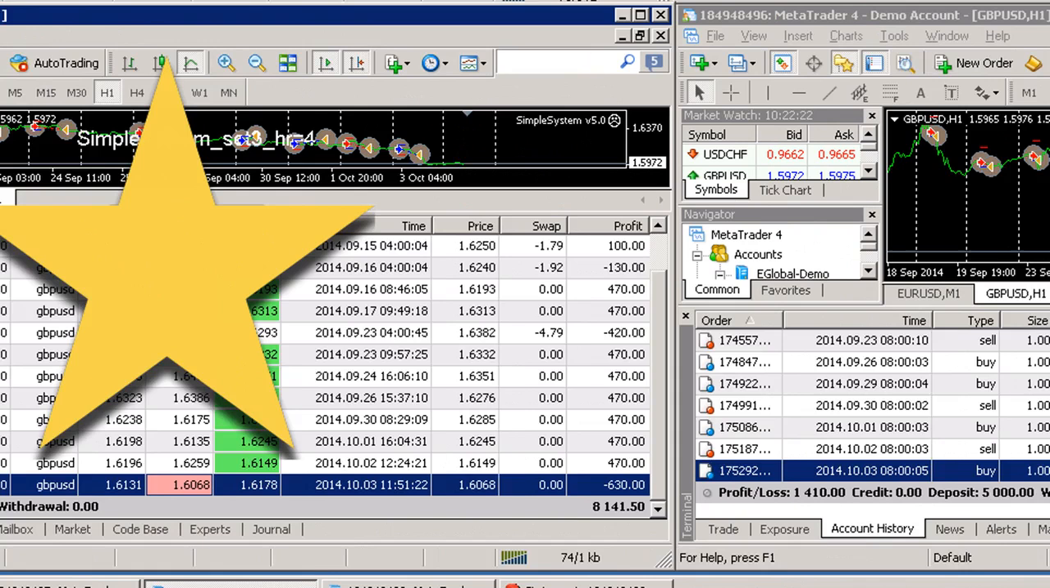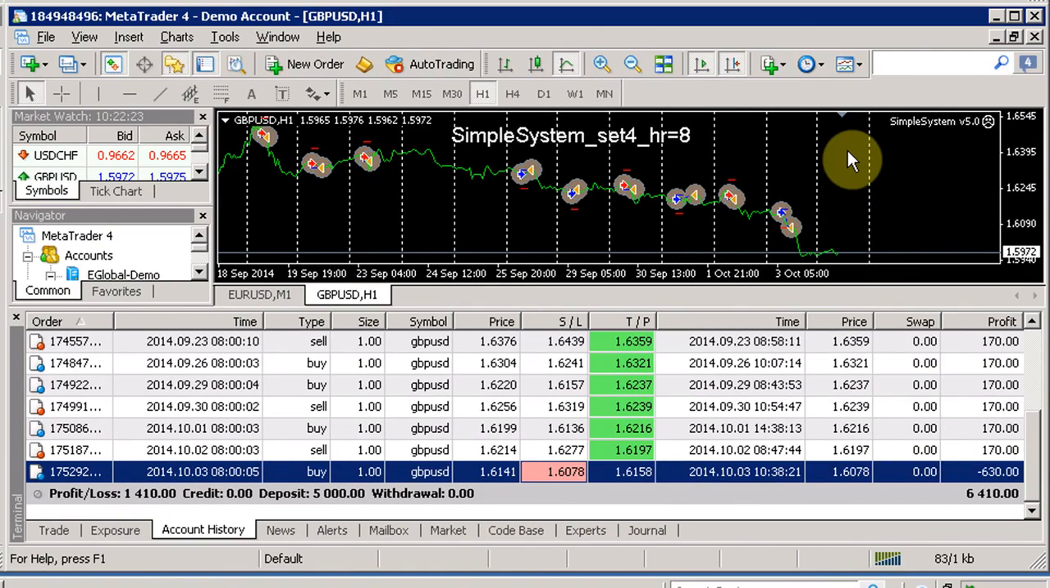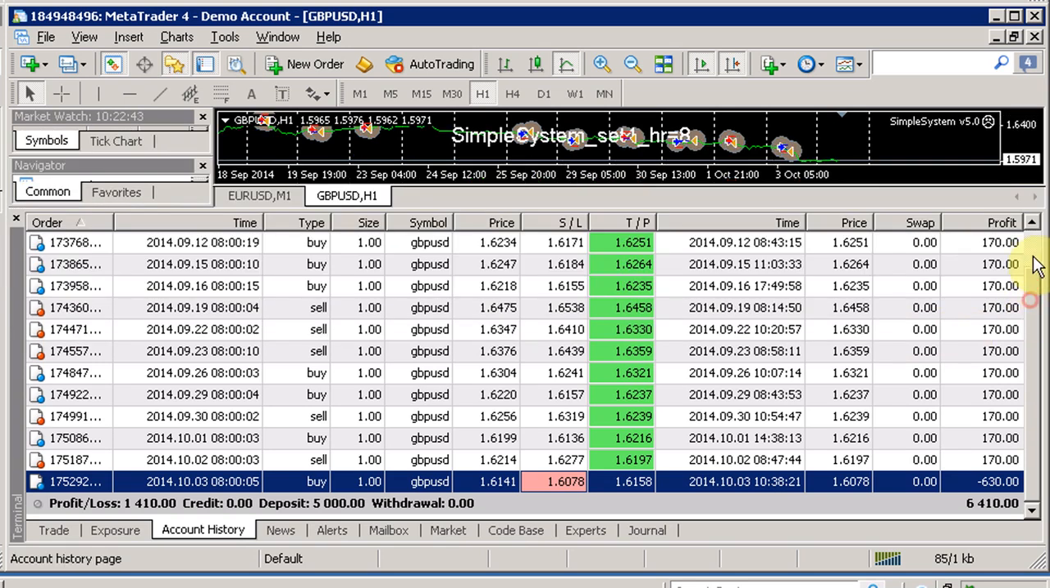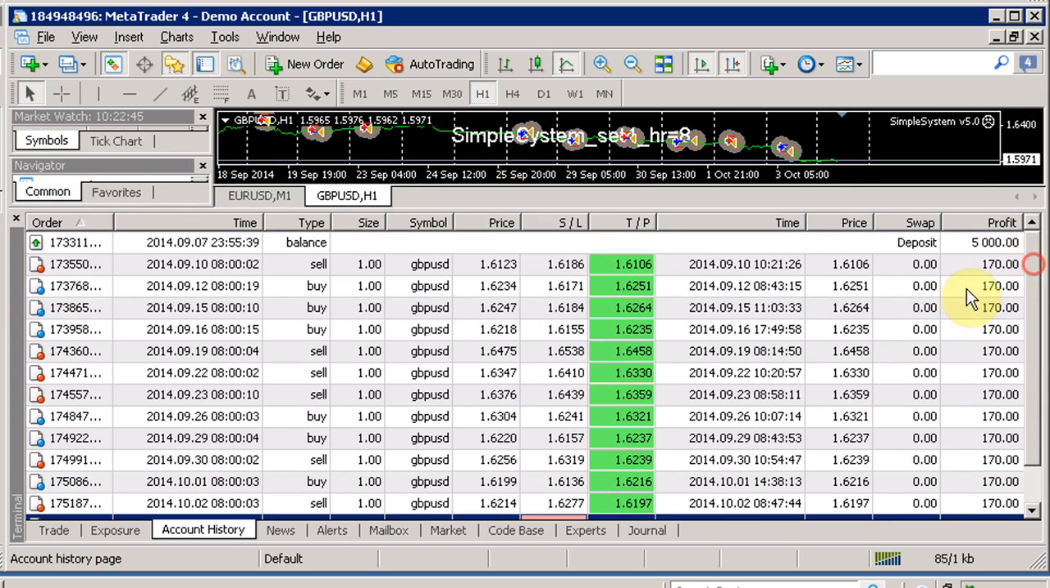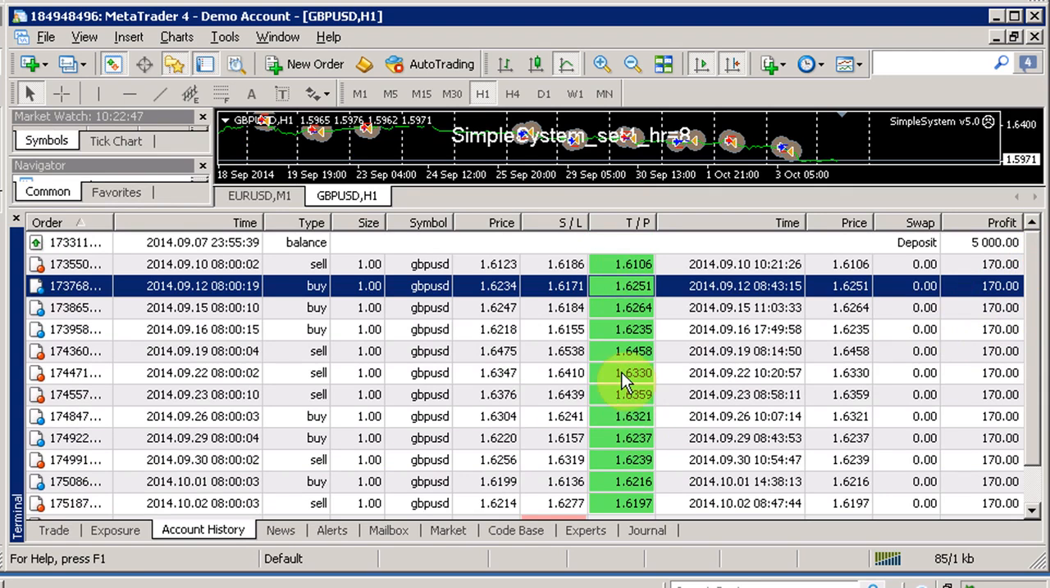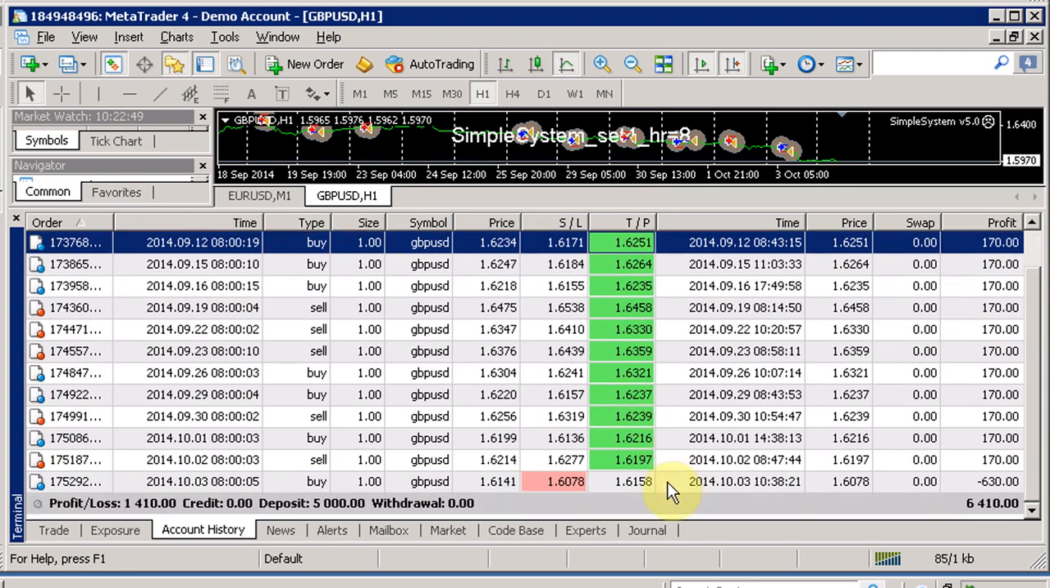And finally, moving on to simple system set 4, where our was 8. Here we've got another incredible set where most of the trades were profitable. In fact, all the trades except for one were profitable. So here it's just amazing looking at these take profits. All of the trades that were on this account were profitable except for the last one.